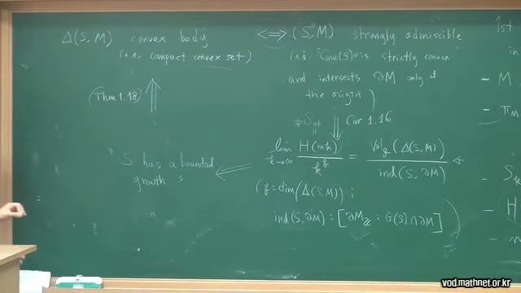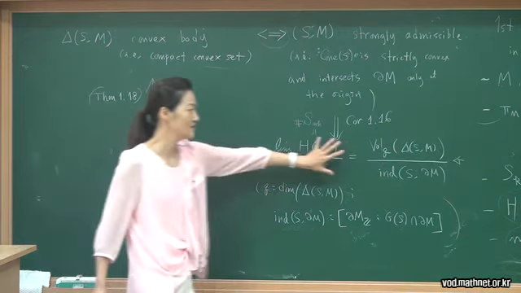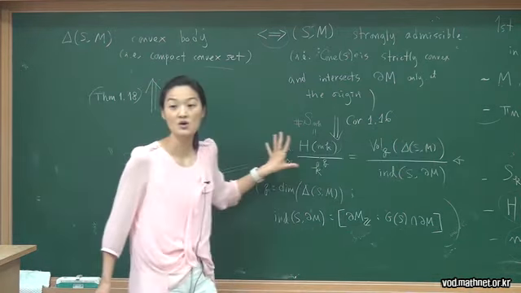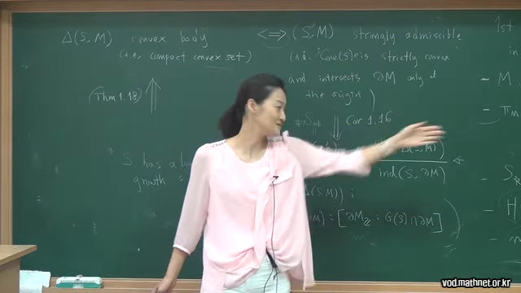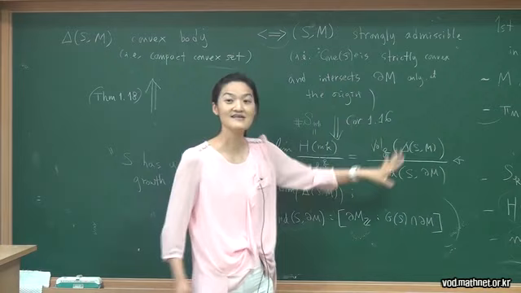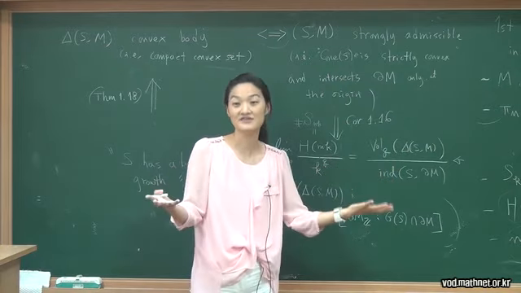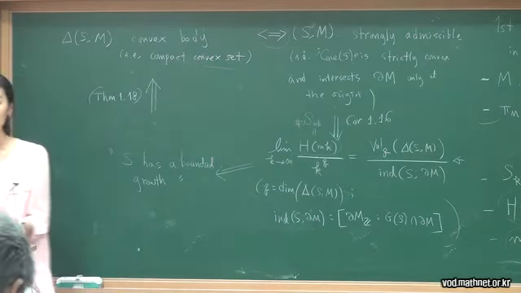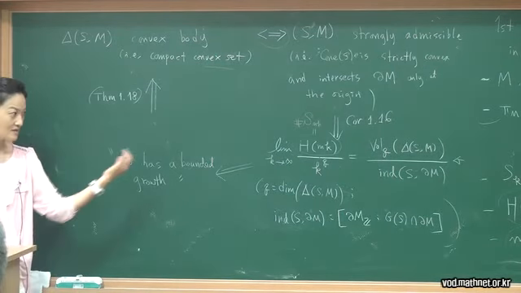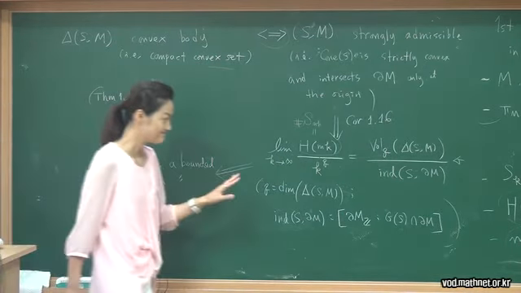Okay, and Theorem 1.19 is actually just this identity holding also for the non-compact case. It's like that: the left-hand side and right-hand side are both infinite. So Theorem 1.19 is just a generalization of this identity.